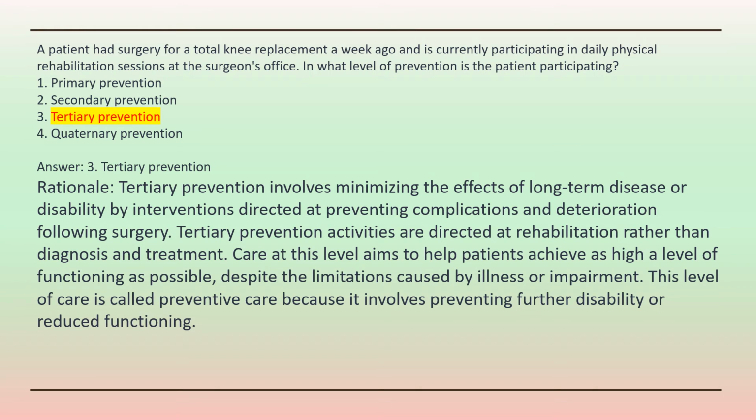Answer 3. Tertiary prevention. Rationale: tertiary prevention involves minimizing the effects of long-term disease or disability by interventions directed at preventing complications and deterioration following surgery. Tertiary prevention activities are directed at rehabilitation rather than diagnosis and treatment. Care at this level aims to help patients achieve as high a level of functioning as possible. Despite the limitations caused by illness or impairment, this level of care is called preventive care because it involves preventing further disability or reduced functioning.